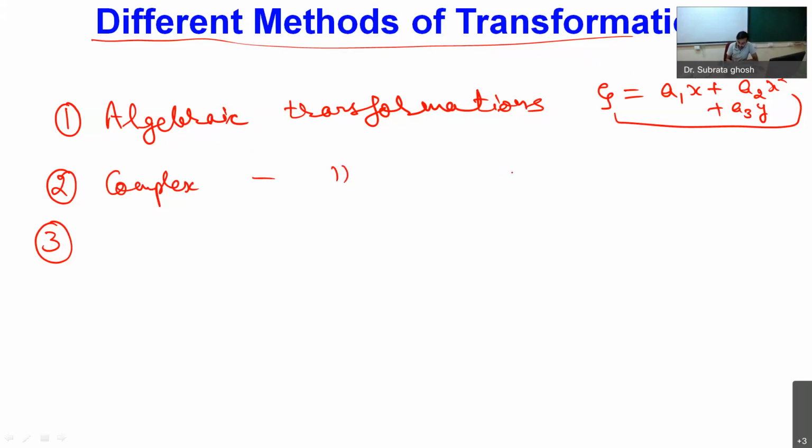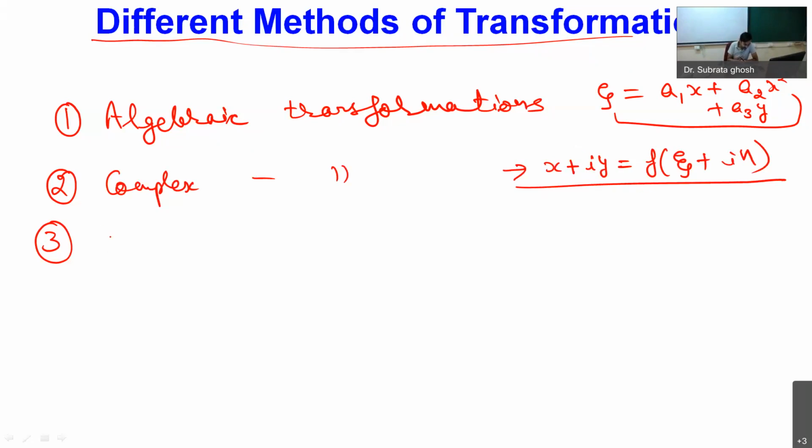In case of complex transformations, we will have our functions in the form of complex parameters. For example, I can have x plus iota y equal to some function of zeta plus iota eta. Okay, so in terms of the complex parameters, we will have the transformation functions involved.